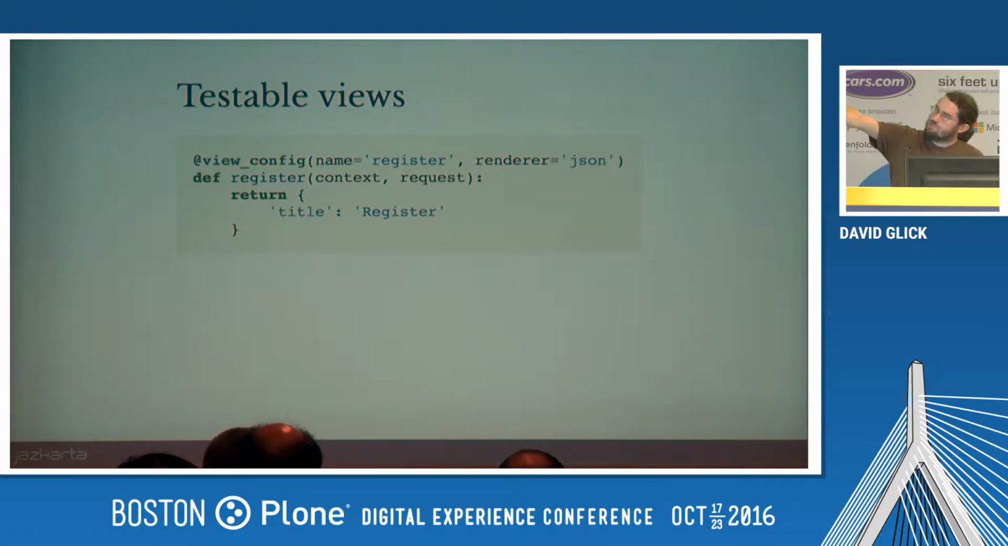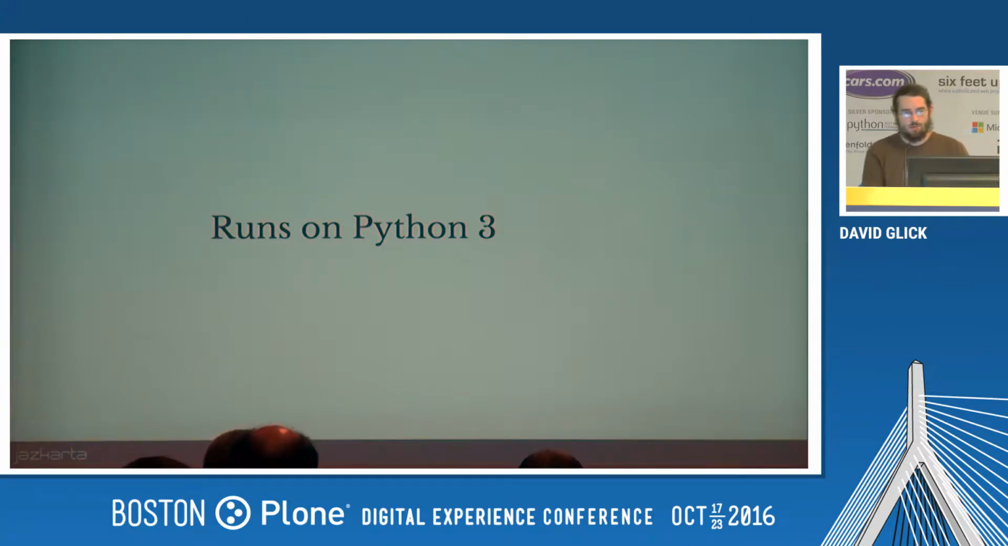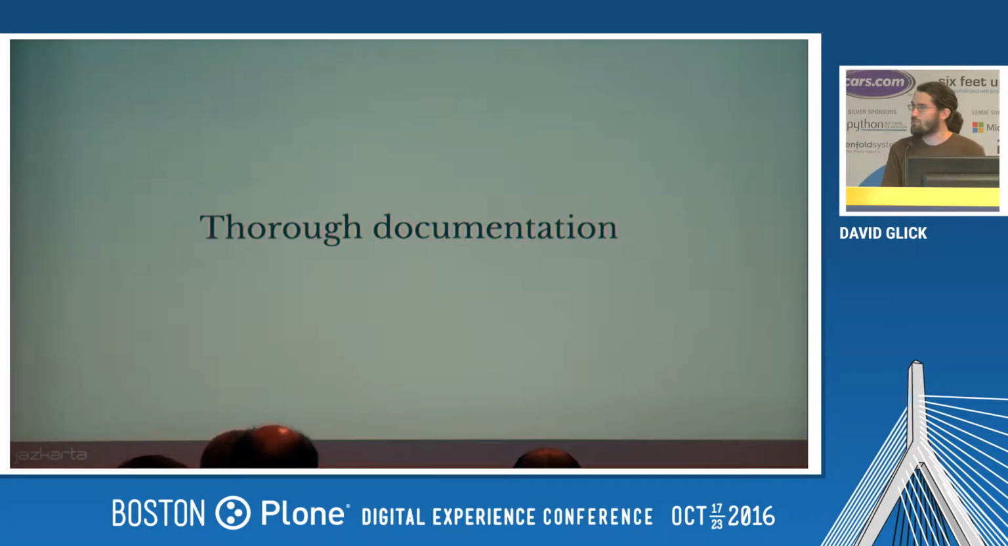There's a renderer that's mentioned in the view config. The dict that we return from the view is going to get passed to the renderer. It could be a JSON renderer, it could be a template, it could be something else, and that will take care of actually creating the response from what the view returns. A couple other things that Pyramid ticks the boxes on: it runs on Python 3, and has really good documentation.